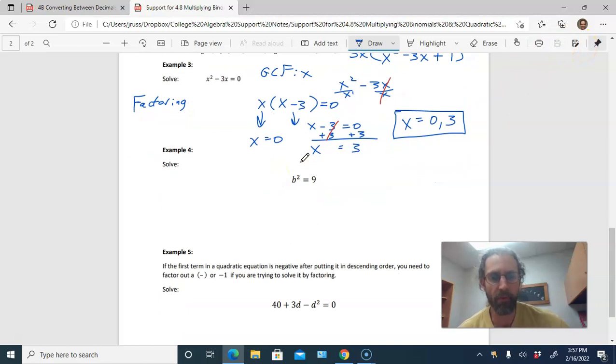All right, now example 4. This one is a quadratic equation as well because it's got a b squared term. It doesn't have to have the other terms, but as long as it's got the squared term, it's quadratic.